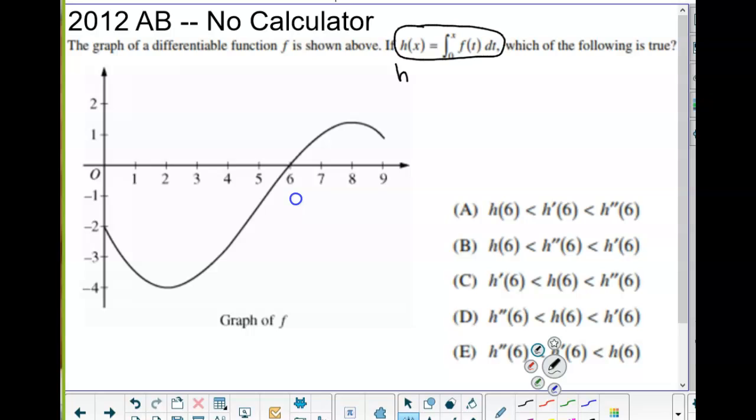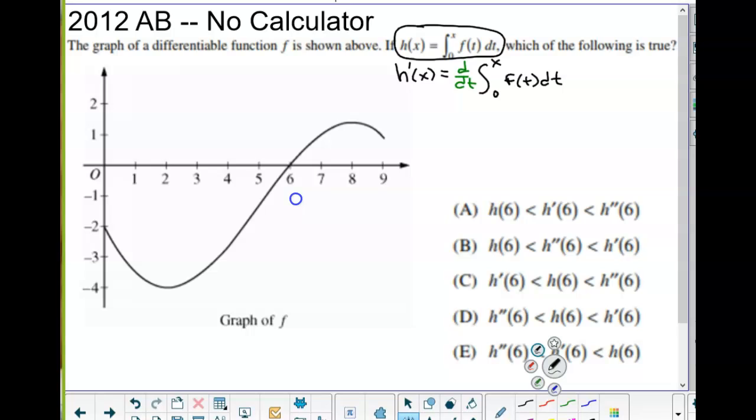if this is what h is, what's the derivative? And we go back to the fundamental theorem of calculus here. So if I take the derivative of both sides, I'm taking the derivative of the integral, and I guarantee you they're going to test you on this at least 3 different ways.